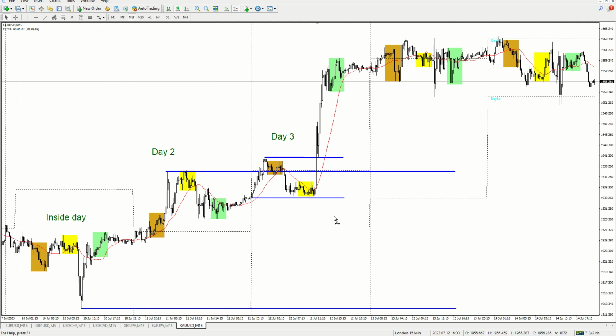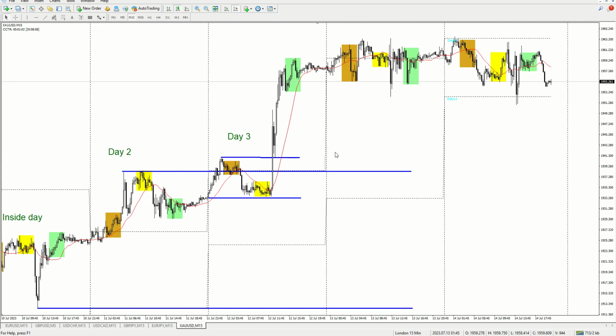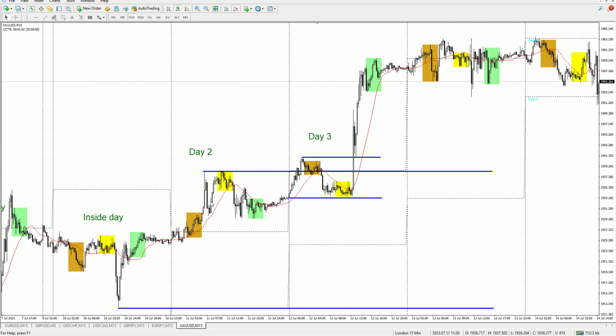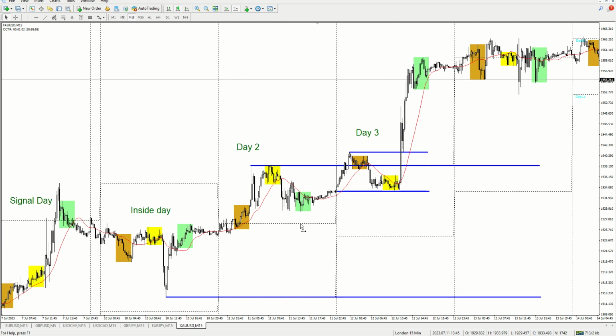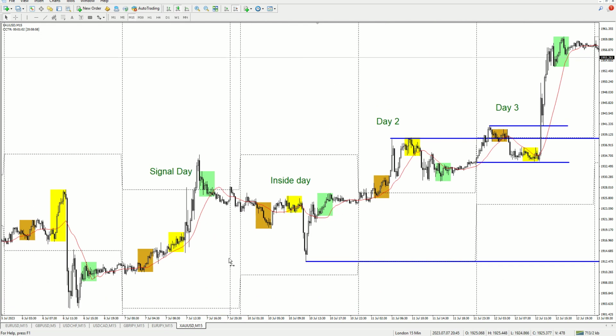So guys, this is it. I believe this is so simple, okay. Might be hard for you at first. Just repeat the video and you'll get it, okay. So first of all, we have a signal day, we have a day 2, we have a day 3, and yes, we were anticipating this market to be bullish, okay.